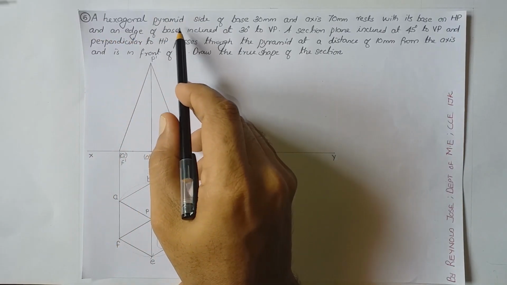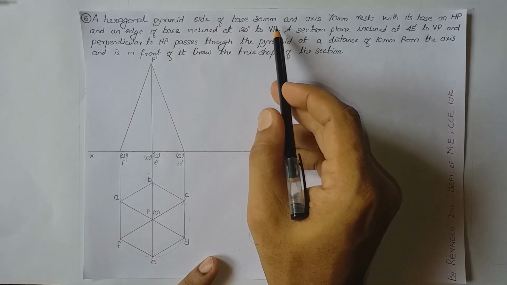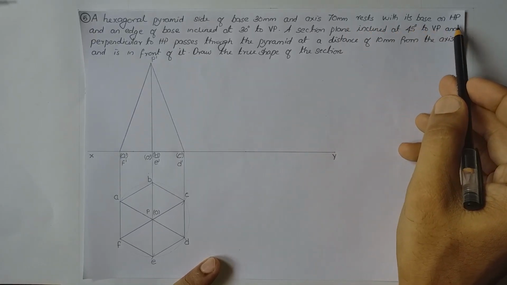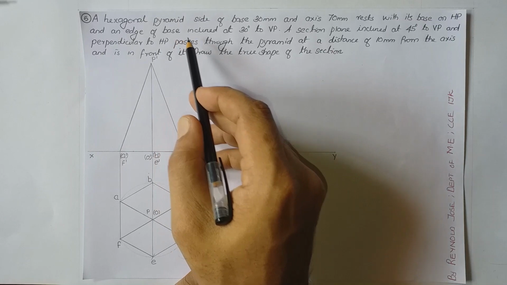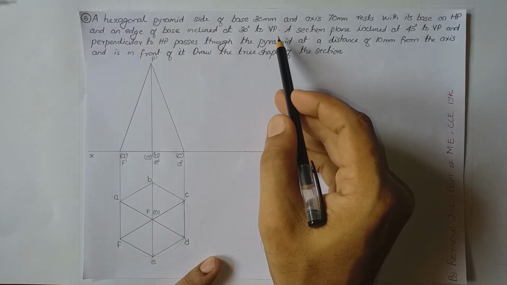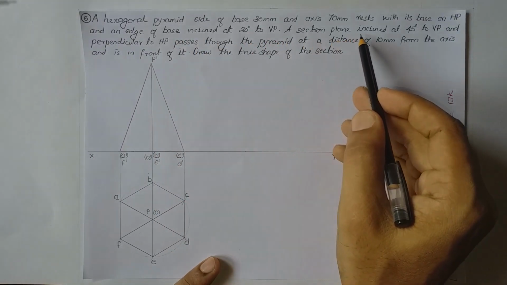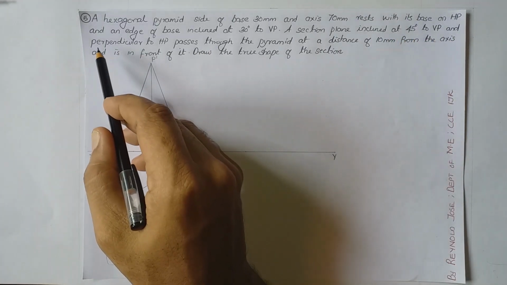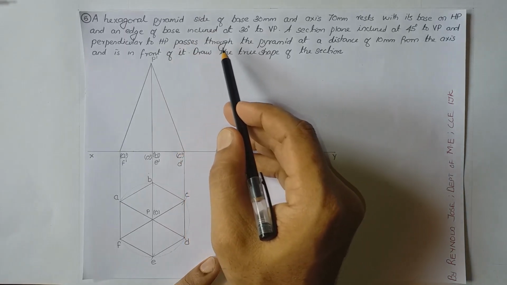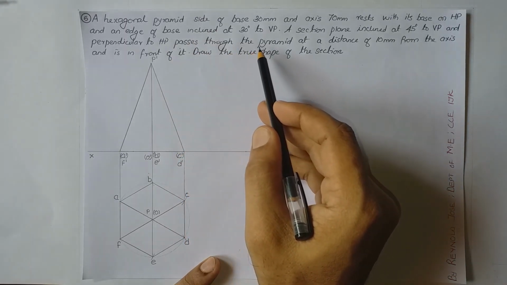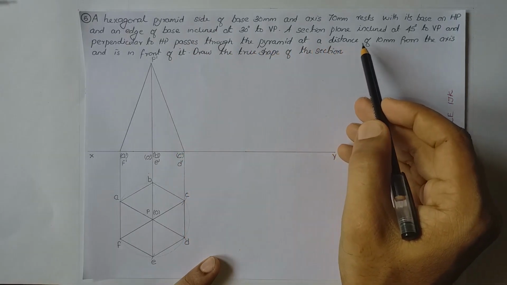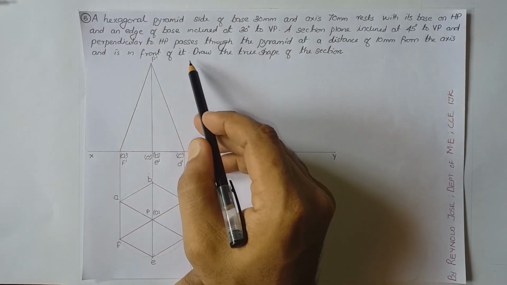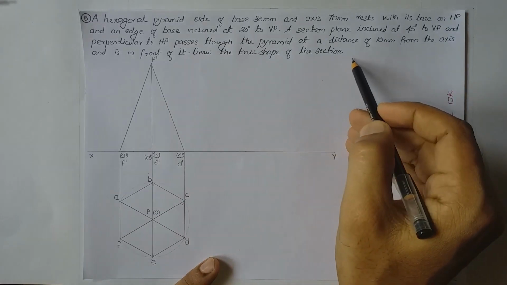A hexagonal pyramid, side of base 30 mm and axis 70 mm, rests with its base on HP and an edge of base inclined at 30 degree to VP. A section plane inclined at 45 degree to VP and perpendicular to HP passes through the pyramid at a distance of 10 mm from the axis and is in front of it. Draw the true shape of the section.